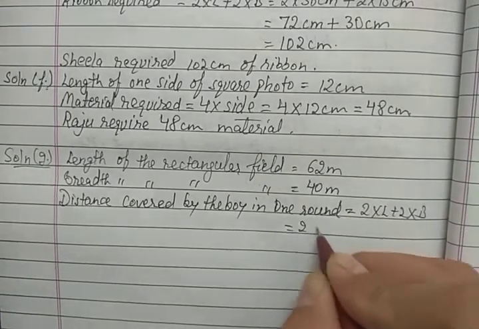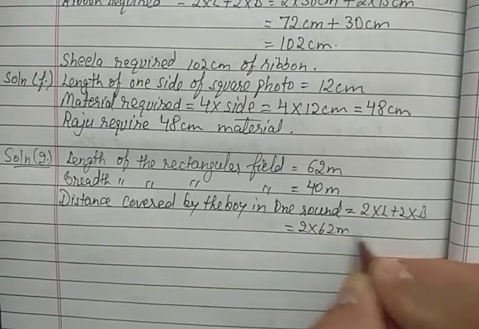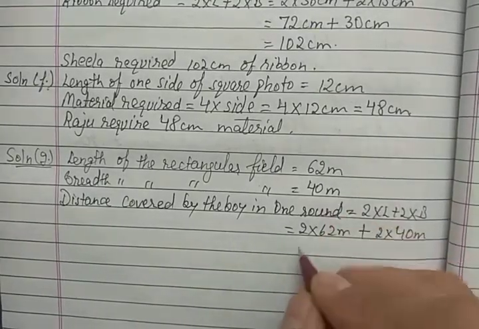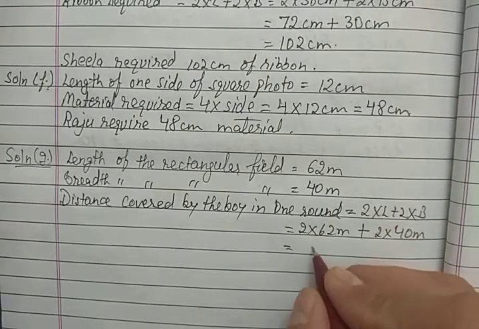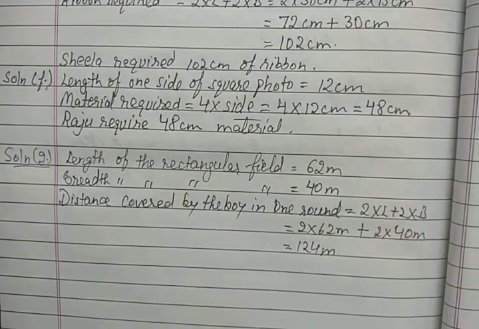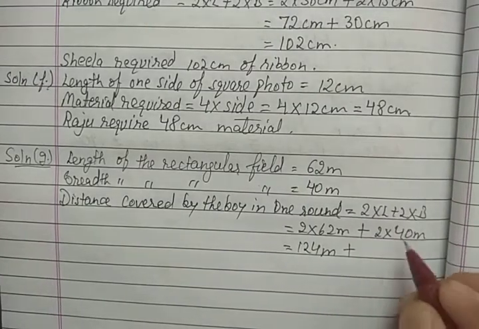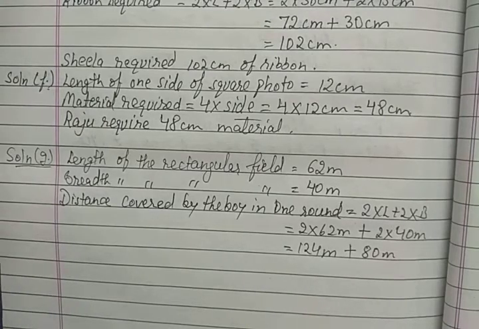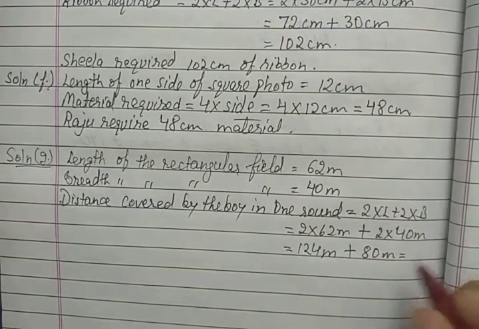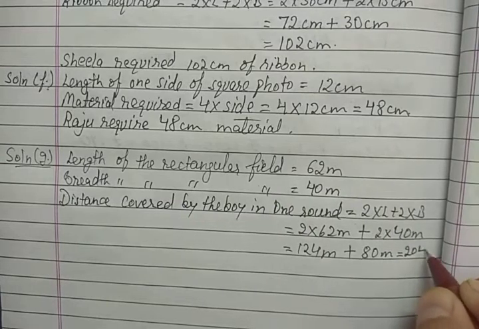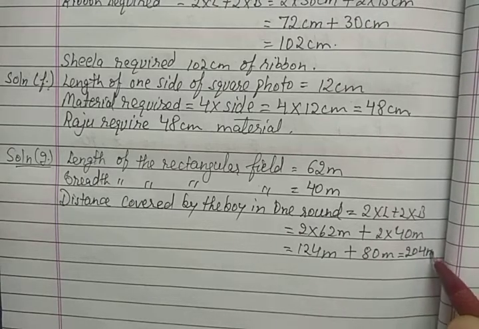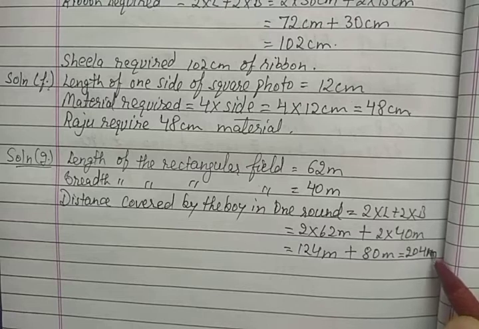That is equal to 2 multiplied by length, which is 62 meters, plus 2 multiplied by breadth, that is 40 meters. Solve which? So it is 124 meters plus 80 meters. That is equal to 204 meters. So this is the distance covered by the boy in 1 round.